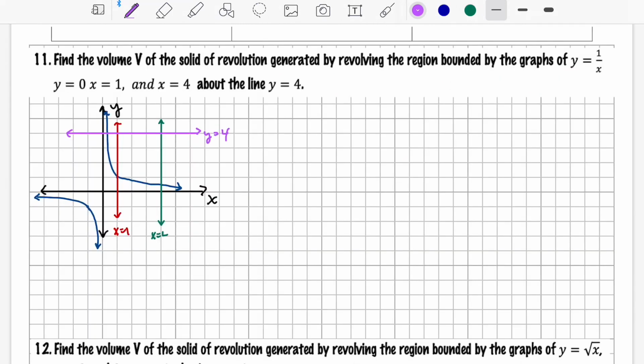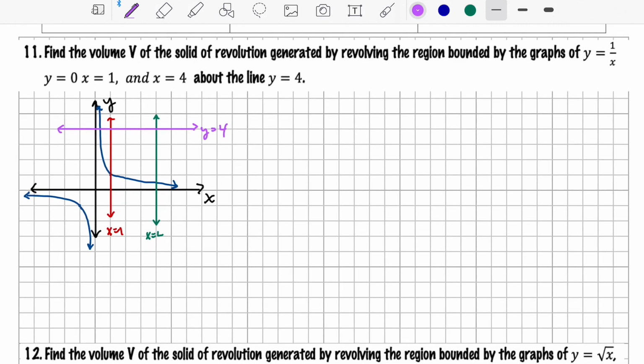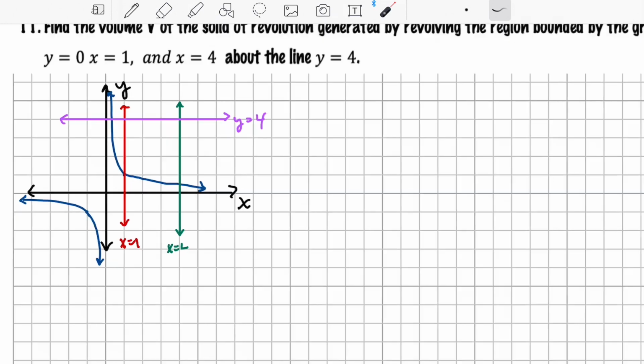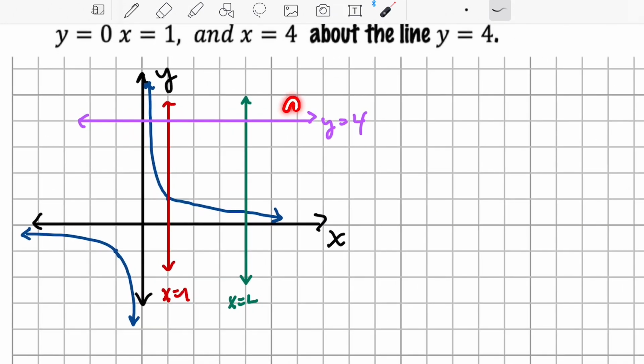Okay, on to the next. Now we want to find the volume by revolving the region bounded by the graphs of 1 over x, which I already have, y equals 0, x equals 1, x equals 4, and we will revolve about the line y equals 4. So this one's here. Let me rewrite that here.